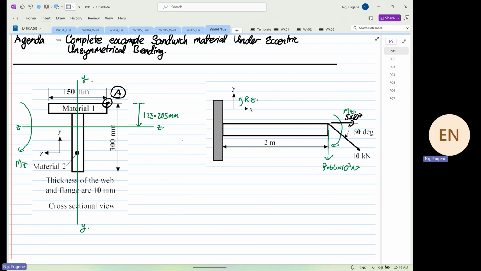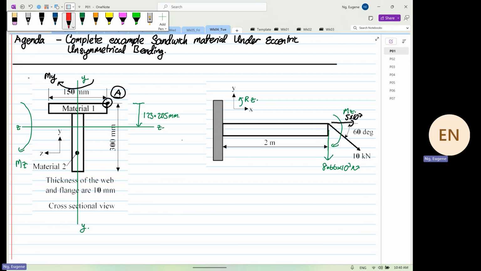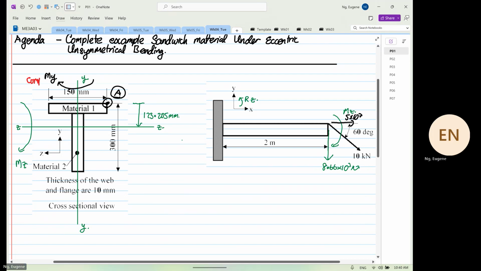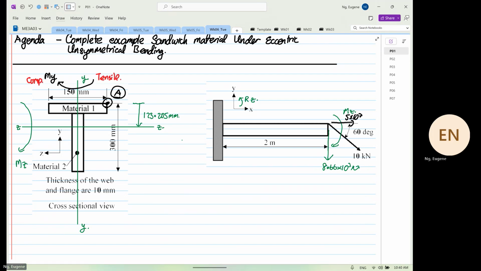Then we know we have a moment in this way in Y, because the force is coming towards us, it will generate that rotation. The purpose of doing this is to identify that this is under compression, this is under tensile. Over here, this is under compression, and this is under tensile. Okay, that is the purpose.